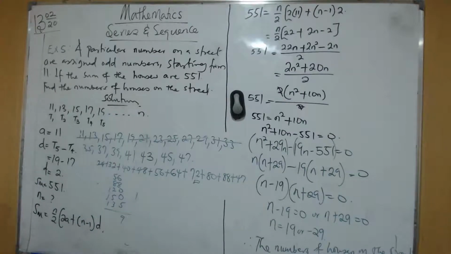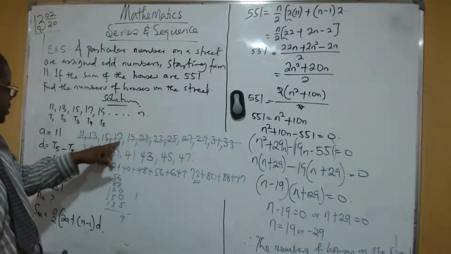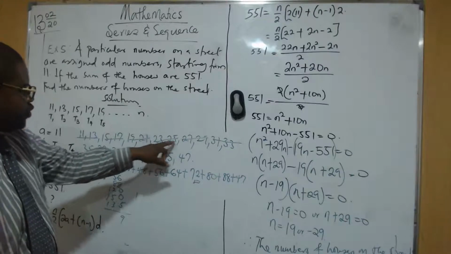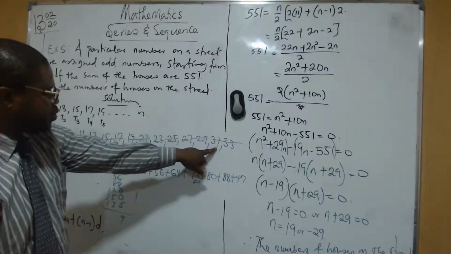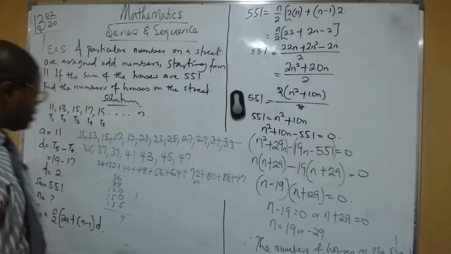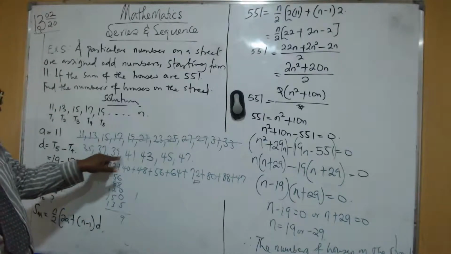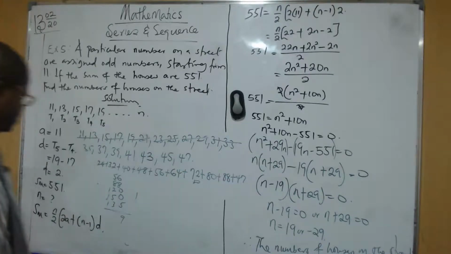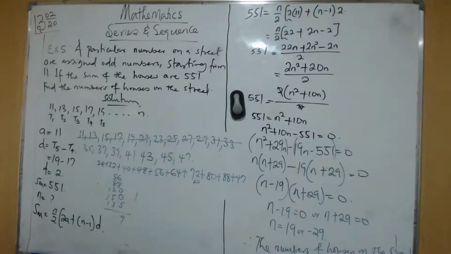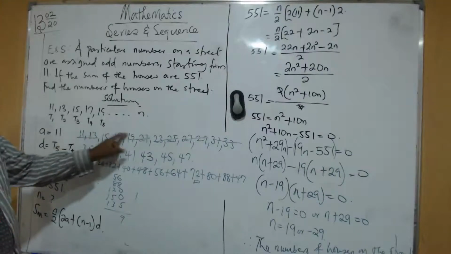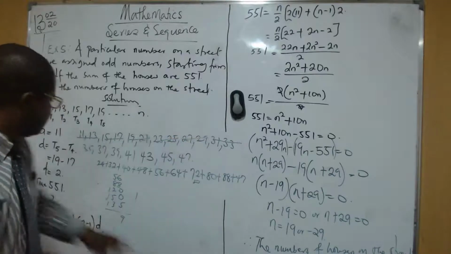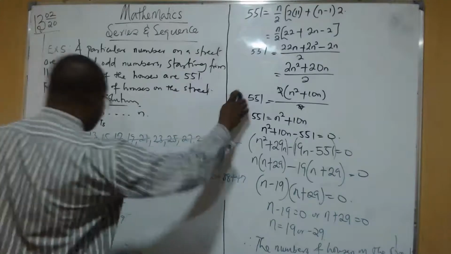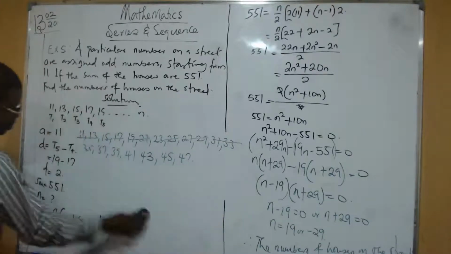I made a mistake. 11, 13, 15, 17, 19, 21, 23, 25, 27, 29, 31, 33, 35, 37, 39, 41, 43, 45, 47. 1, 2, 3, 4, 5, 6, 7, 8, 9, 10, 11, 12, 13, 14, 15, 16, 17, 18, 19. Okay. Let me just add it one by one. Let me not add it all together.